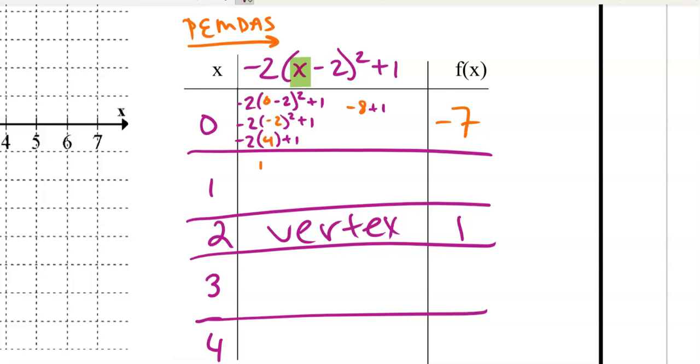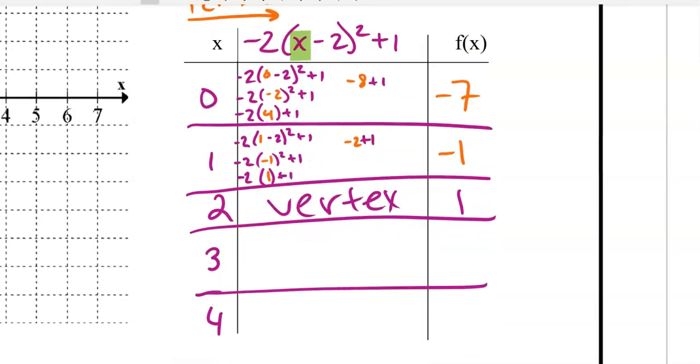For the next problem, we have 1. Again, starting from the inside, 1 minus 2 is -1. -1 squared is 1. -2 times 1 is -2. Plus 1 gives us -1. And then you'll do the same for the 3 and the 4.